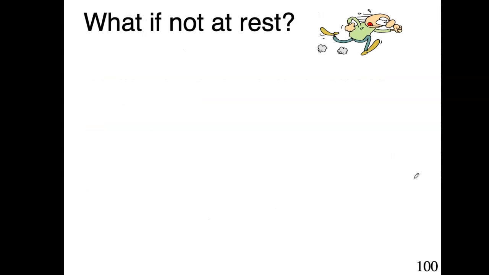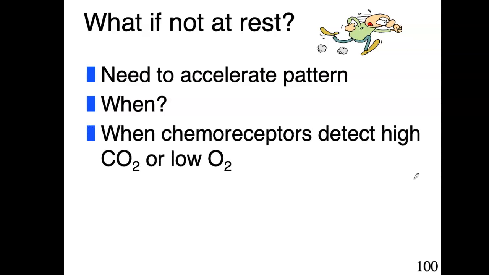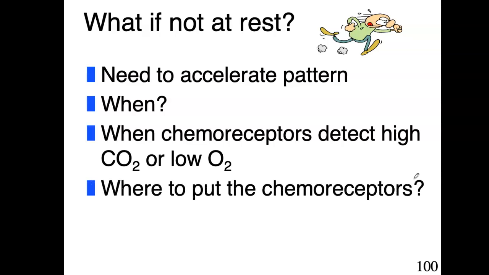So what if you're not at rest? It doesn't seem like that rhythmicity would hold, right? You need to accelerate that pattern of breathing. Now, when does the body decide to do that? Well, when the chemoreceptors detect either high carbon dioxide or low oxygen, they're going to accelerate that pace. So where are those chemoreceptors that are monitoring these levels of CO2 and O2?